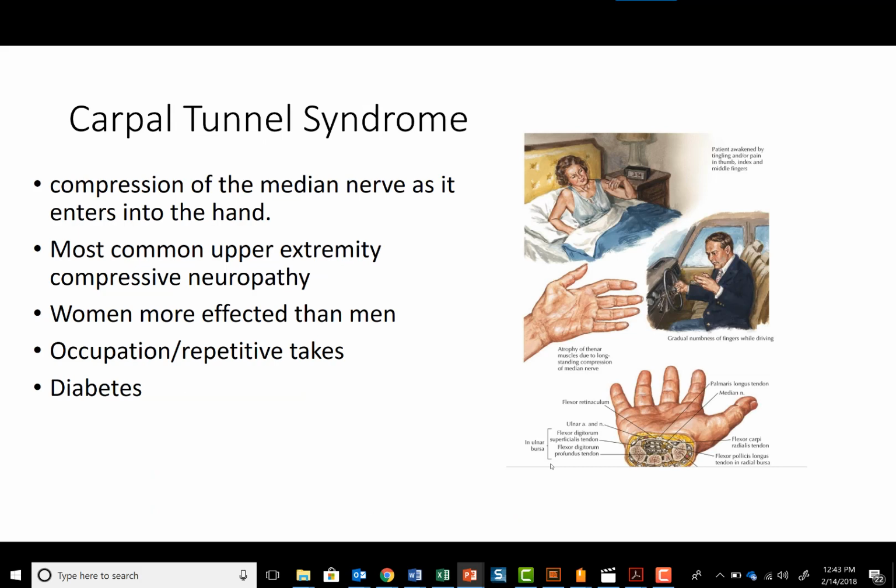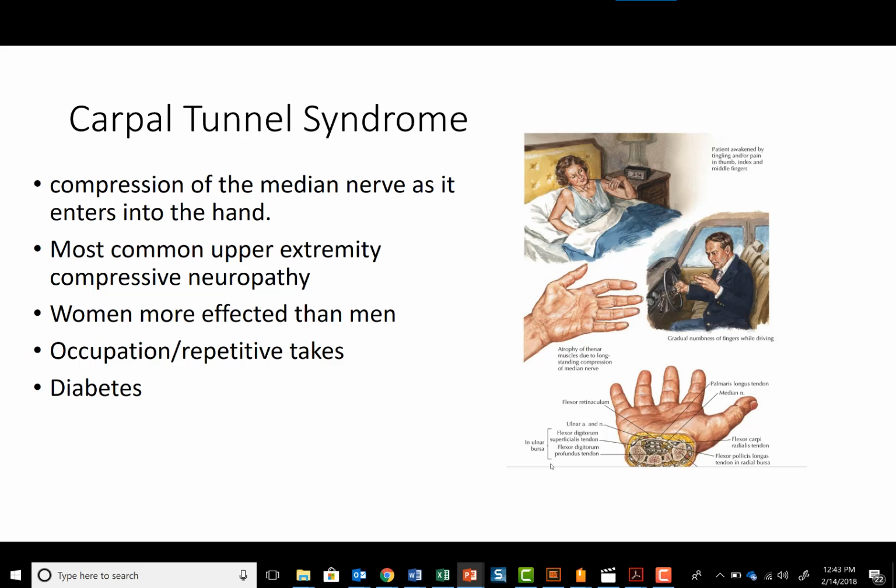So the first one and the most common one is carpal tunnel syndrome. It's compression of the median nerve as it enters into the hand. Most common upper extremity compressive neuropathy. Typically, women are affected more than men. Occupation that involves repetitive tasks, diabetes can also be a part of it.